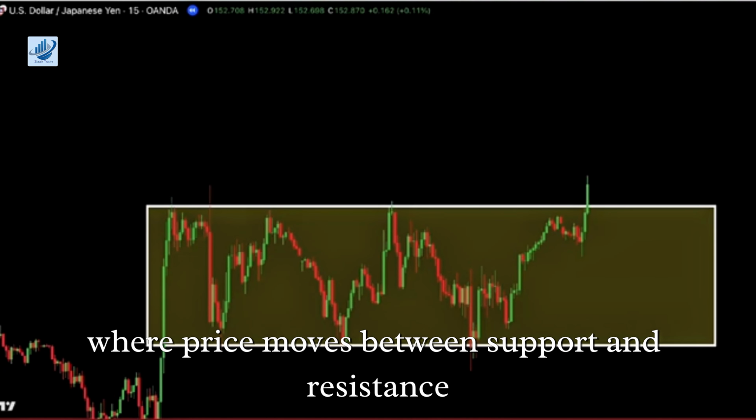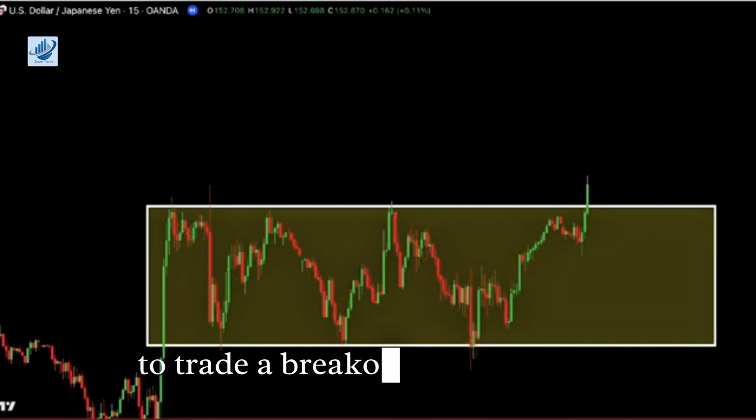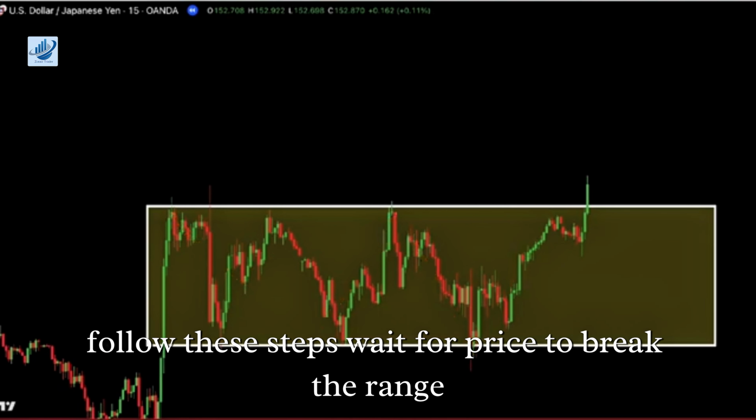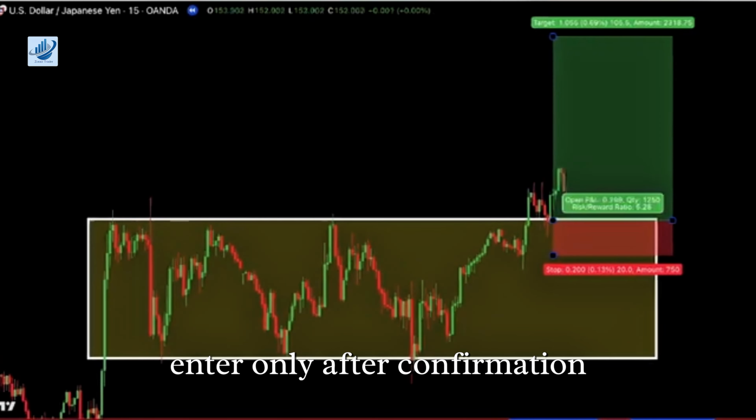In a range-bound market, price bounces between support and resistance, showing no clear trend. To trade a breakout in this market, follow these steps. Wait for price to break the range. Wait for price to pull back to retest the broken level. Enter only after confirmation.